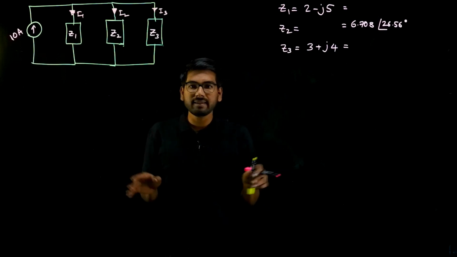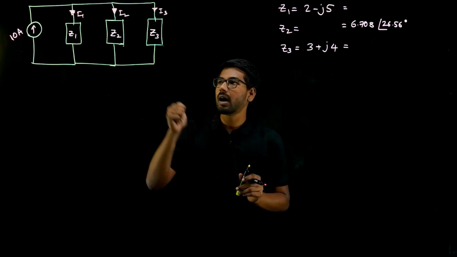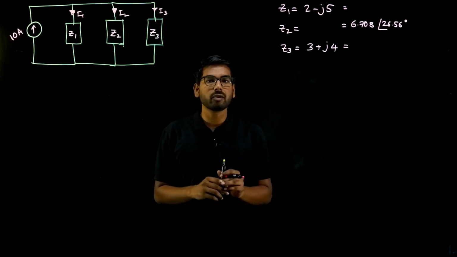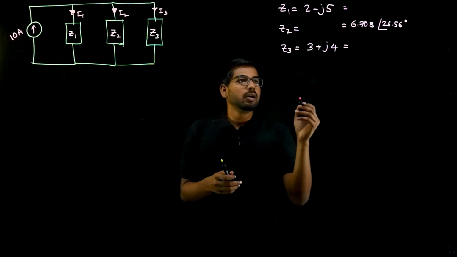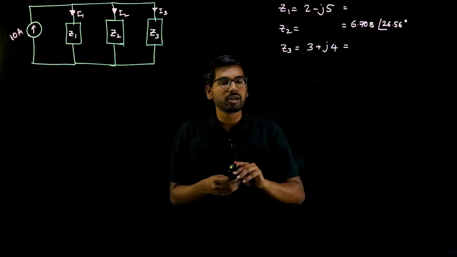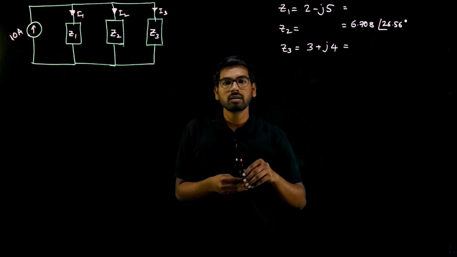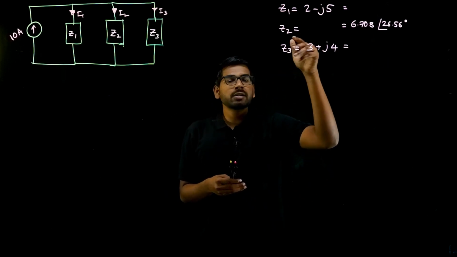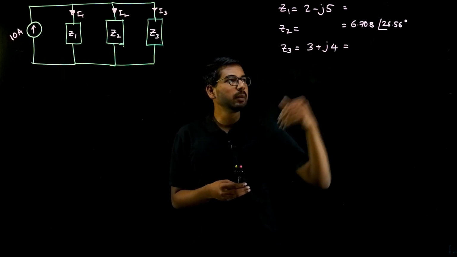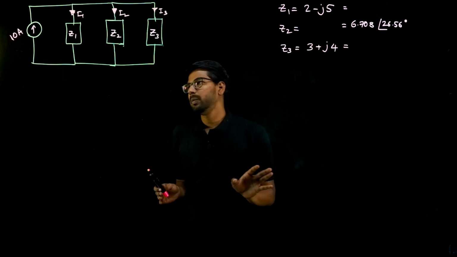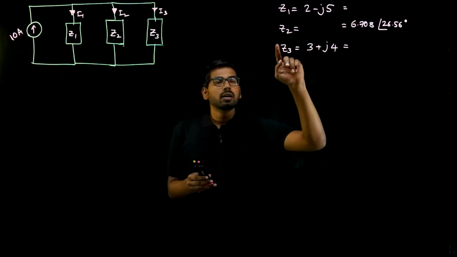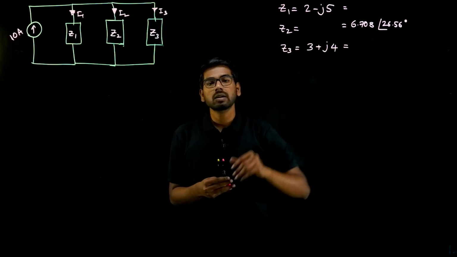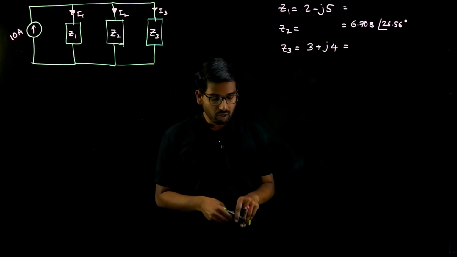Since this is AC, all the values are complex numbers. The current I, the impedance Z and the voltage V are complex numbers. In complex numbers we denote them using rectangular notation A plus jB or polar form. In the question he has given two impedances in rectangular form and one impedance in polar form. So before doing anything, we first need to convert Z1, Z2, Z3 and have them listed in both forms, polar and rectangular. So how do you do that?